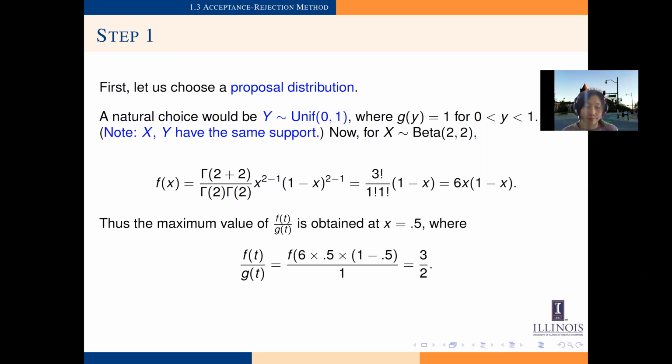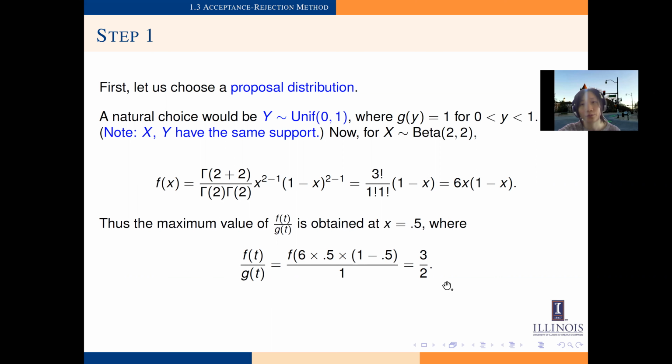Then we can see that the maximum value of f(t) over g(t) for t between 0 and 1 will be obtained at t equals 0.5. We know that g(t) is equal to 1 everywhere, and f(t) is equal to this thing. And we can see that its maximum can be obtained at x equal to 0.5. Then in this case, the maximum value of this ratio will be f(t), so we plug in 0.5, so it's going to be 6 times 0.5 times 1 minus 0.5 divided by g(t), which is equal to 1, and that equals 3/2.